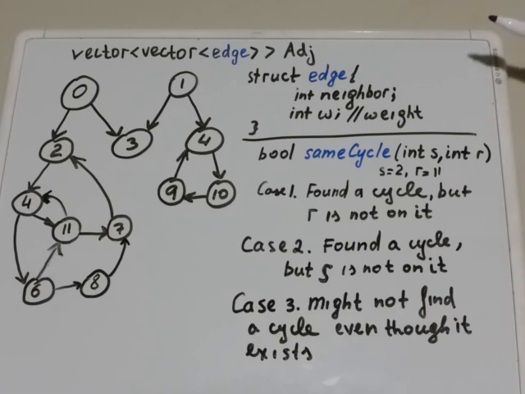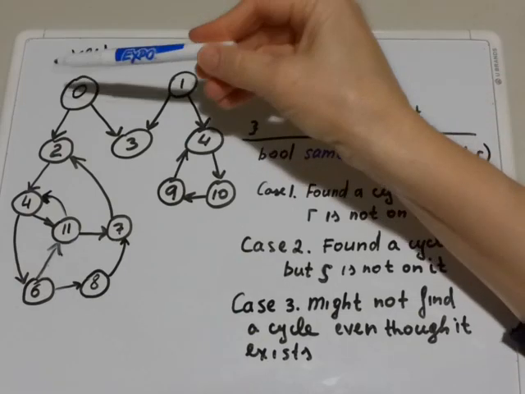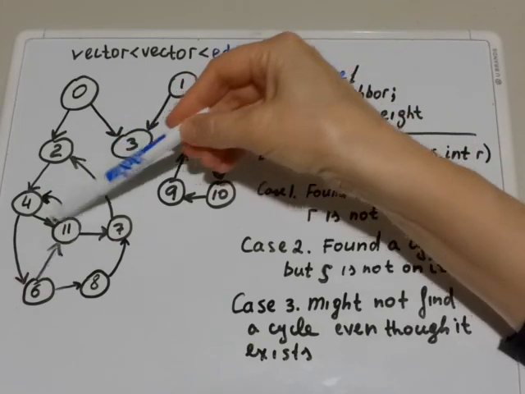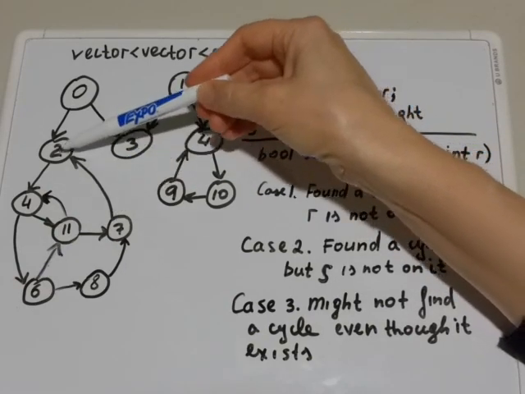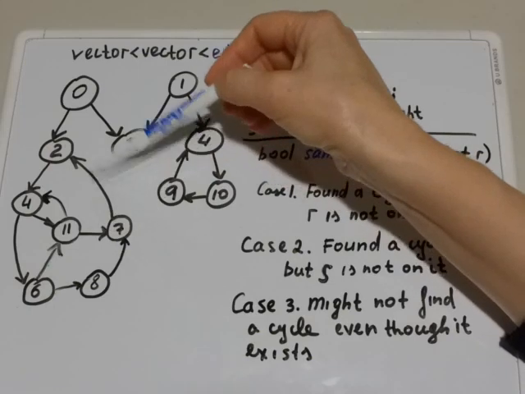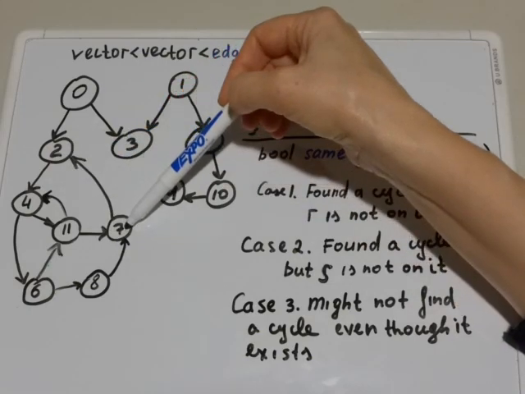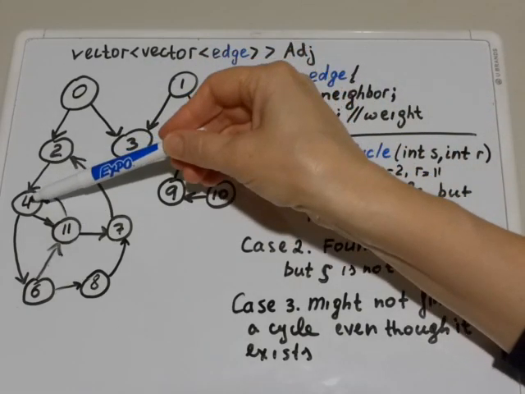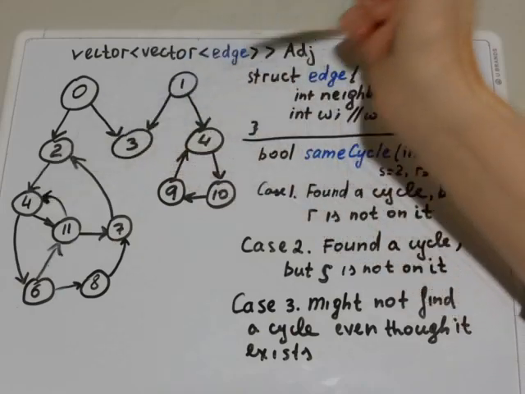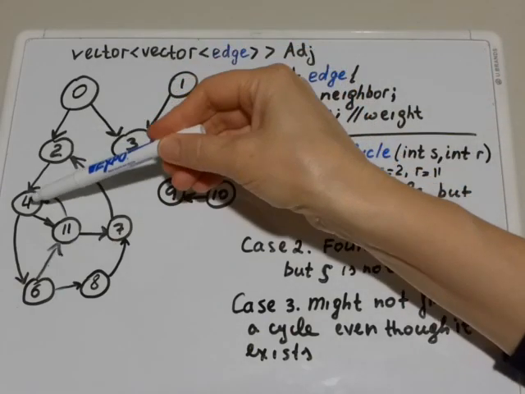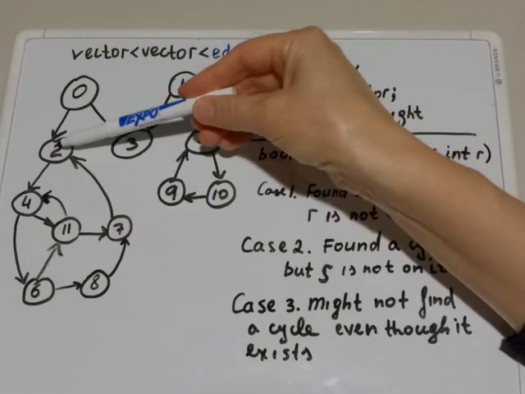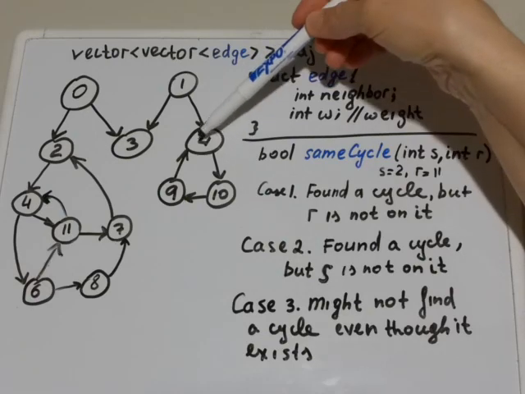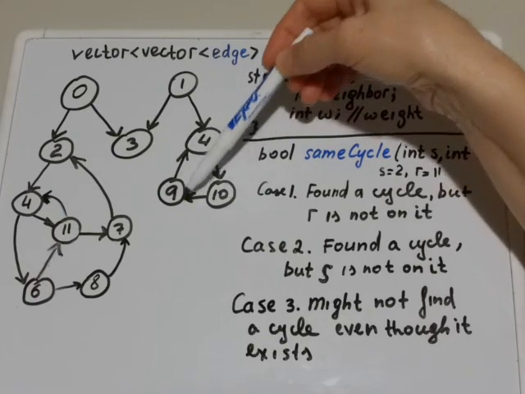What does a cycle in a directed graph mean? For example, vertices 2, 4, 11 and 7 form a cycle because there is an edge between two consecutive vertices, and if you follow these edges you will come back to the same vertex. So this is a cycle. 4, 11, 4 is also a cycle. Another cycle is 2, 4, 6, 8, 7, 2. Another cycle in this graph is 9, 4, 10 and 9.